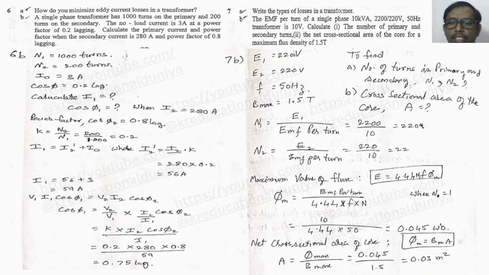And next, cross sectional area. So phi m equal to Bm into A. So A equal to phi m by Bm. Phi m means maximum flux and Bm is maximum flux density. So phi m value is 0.045 by Bm is 1.5, that is 0.03 meters square.